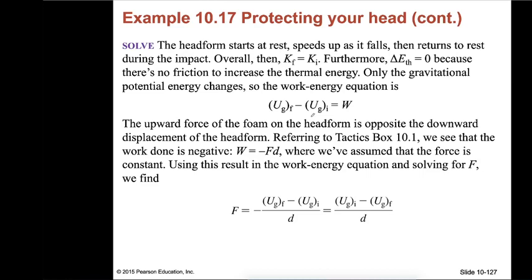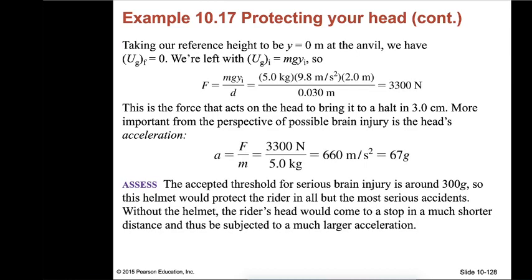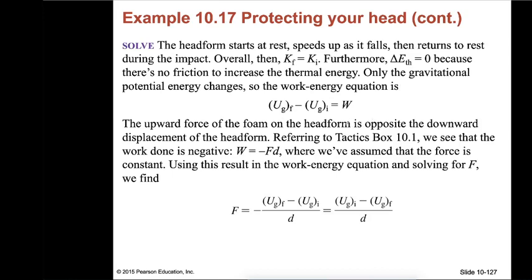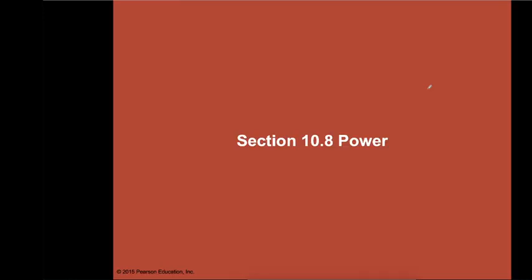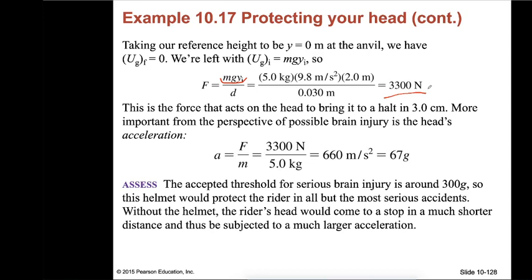Okay, so work equals UF subtracted by U initial. UF is 0. Then it becomes U initial, so you can calculate U initial. It's mgy. Work is FD, so F equals mgy over D. So finally you get this number. Okay, so that's a lot of practice of work and energies.